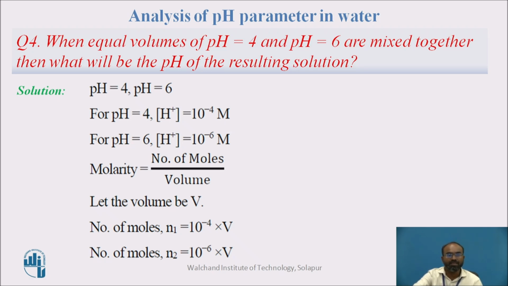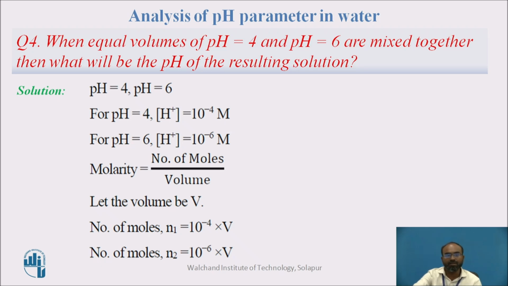The fourth question says, when equal volumes of solutions with pH 4 and pH 6 are mixed together, what will be the pH of the resulting solution? So we cannot average it out because the formula has a log in it. Now to do that, we have to go into fundamentals again.